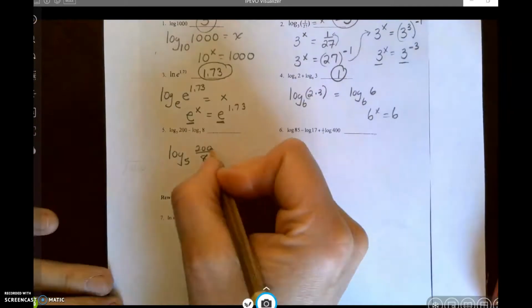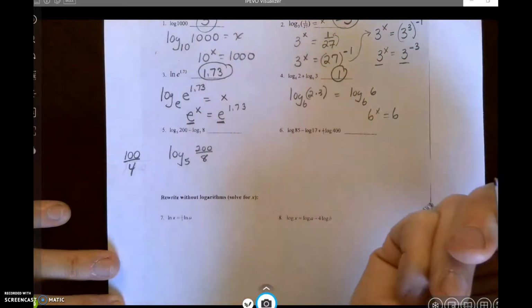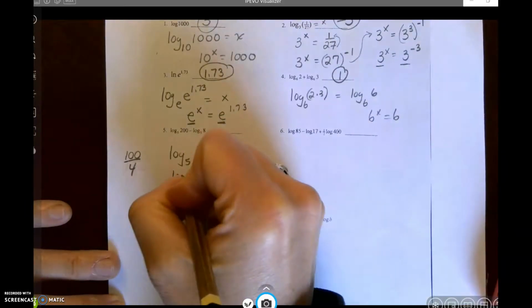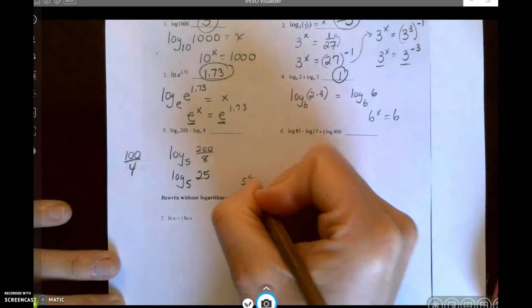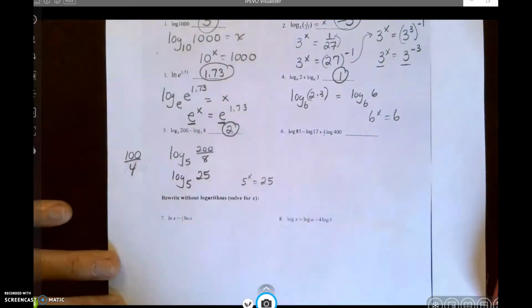Some people, rather than doing the division, would just rather reduce the fraction if they don't have a calculator. They're both even, so that'd be 100 divided by 4. Well, now I know. 100 divided by 4 is 25. So I know that this is log base 5 of 25. So 5 to what power is 25? 5 to the second power.